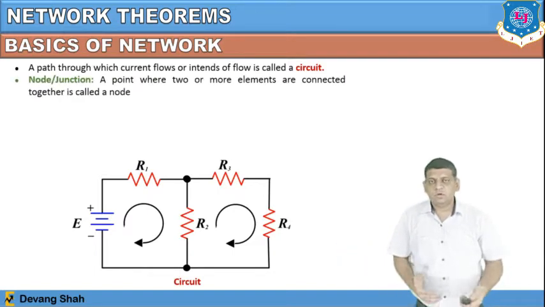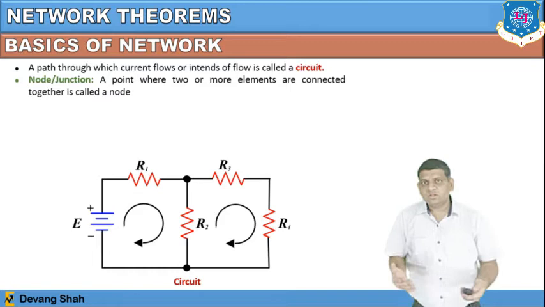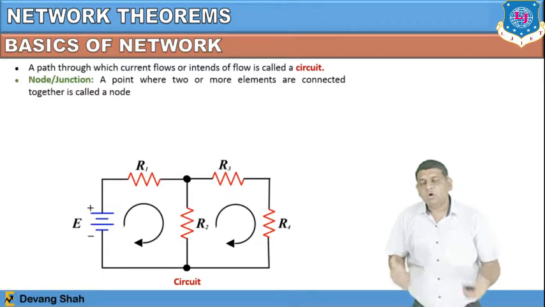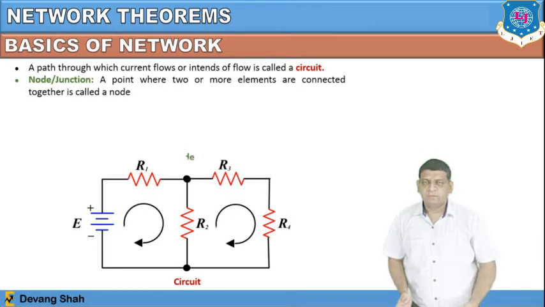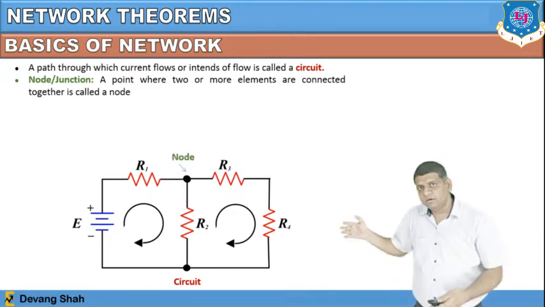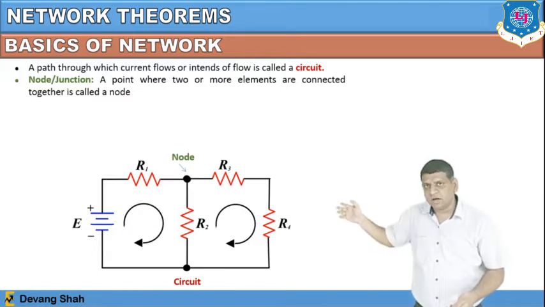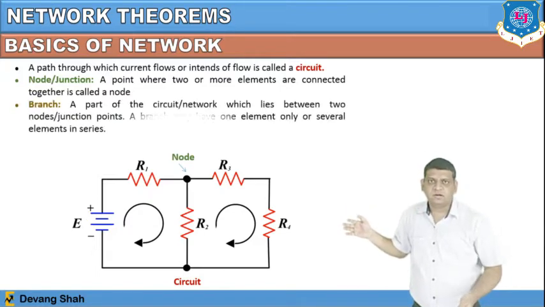After that, we need to understand what a node is. A node or junction is a point where two or more elements are connected together. In another sense, you can also consider it as a point where three or more branches are connected. At that particular point, we define a node. Here you can see there is a node at the point where three resistances, R1, R2, and R3, are connected. So there are three branches connected.